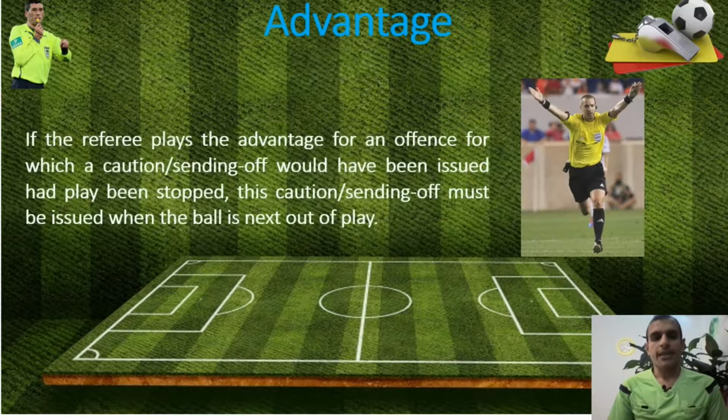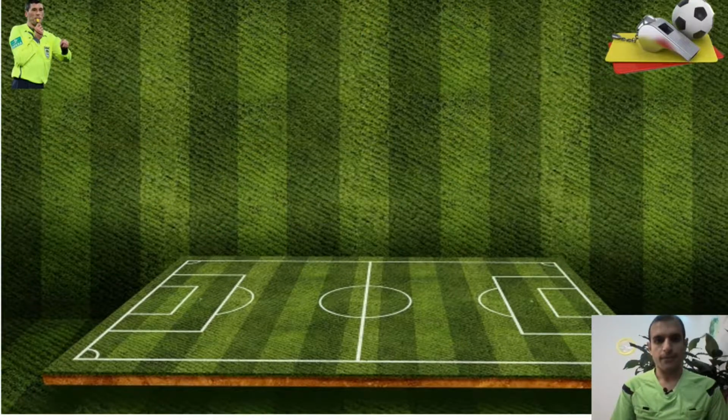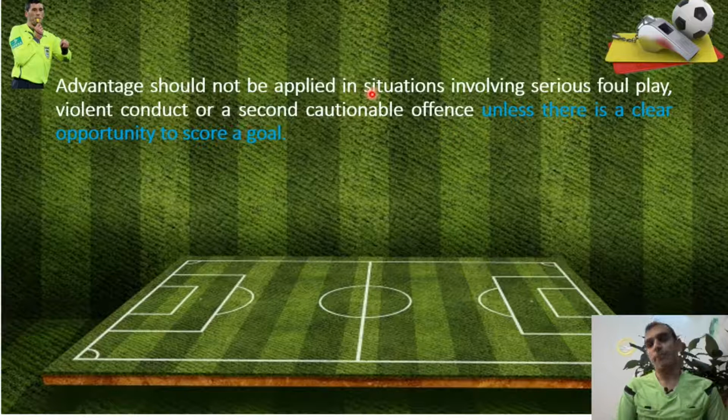Advantage. If the referee plays the advantage for an offense for which a caution or sending off would have been issued had play been stopped, this caution or sending off must be issued when the ball is next out of play. Caution means a yellow card, sending off means red card. Advantage should not be applied in situations involving serious foul play, violent conduct, or a second cautionable offense unless there is a clear opportunity to score a goal.